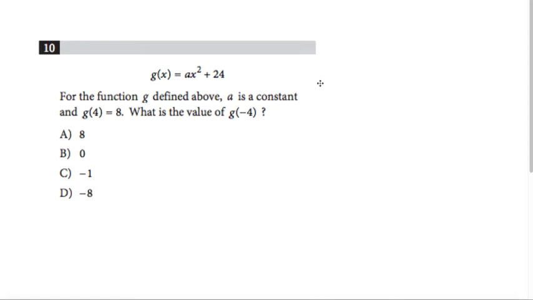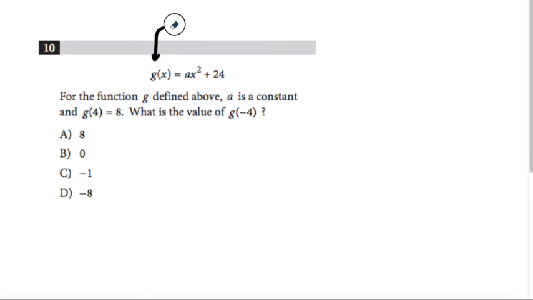Hi everyone, it's Coach Fred here, and we're talking about the Practice Test 1 Math from the College Board's Official Study Guide, Practice Test 1 Math Non-Calculator. So we're on the non-calculator section, question number 10. Today we're going to be talking about using function notation.